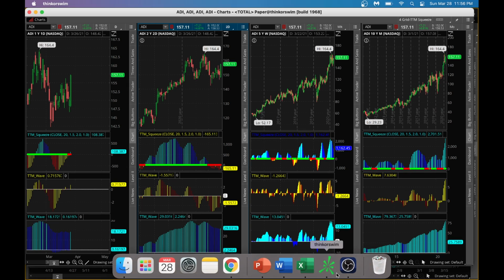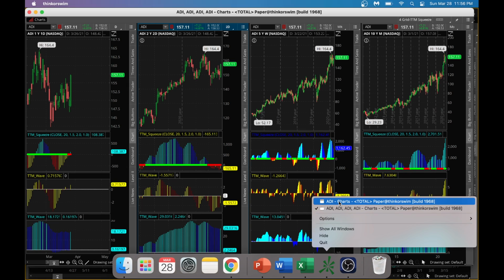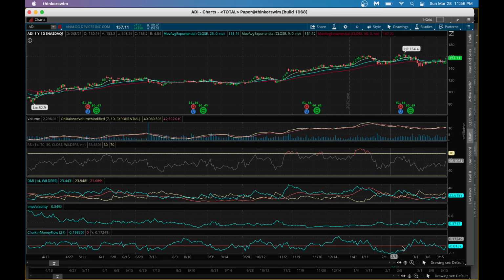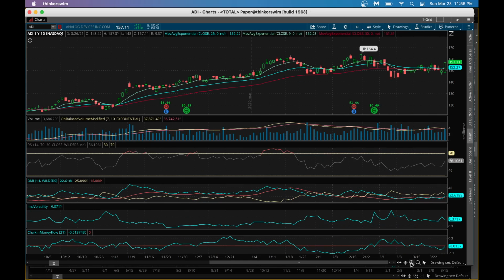For that, let's go into the one grid chart. So if you look at this one grid chart, I'll make it a little bit bigger here.